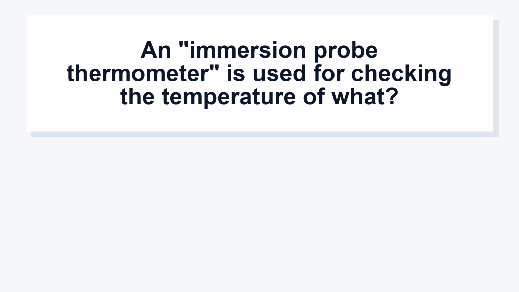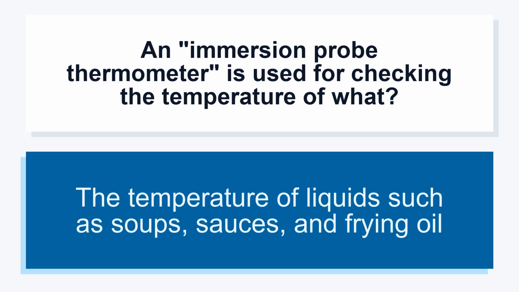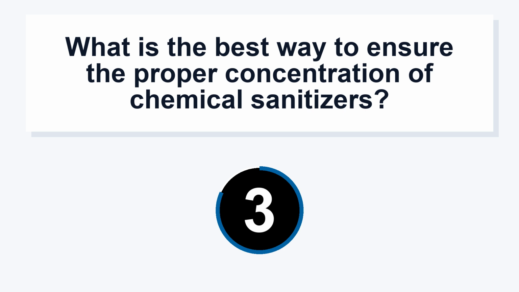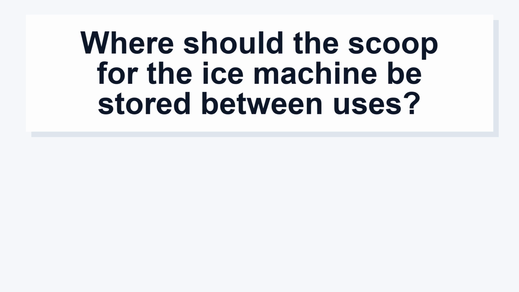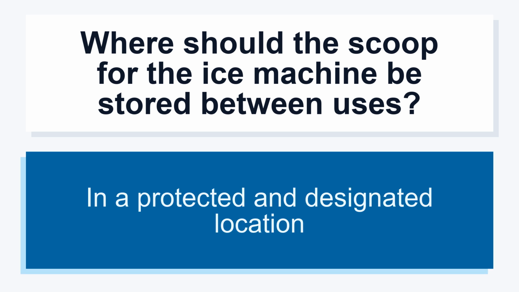An immersion probe thermometer is used for checking the temperature of what? The temperature of liquids such as soups, sauces, and frying oil. What is the best way to ensure the proper concentration of chemical sanitizers? Use a test kit. Where should the scoop for the ice machine be stored between uses? In a protected and designated location.